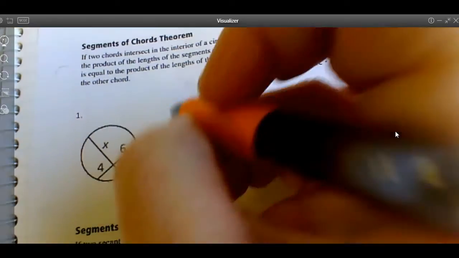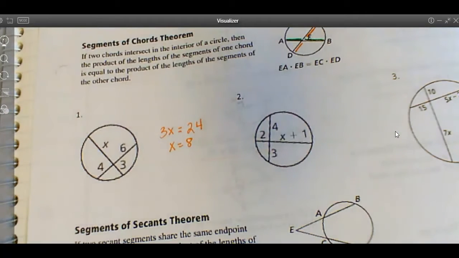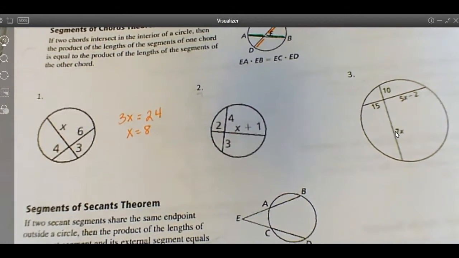Then you solve for x, divide by 3, so you get x is 8. So as long as you recognize that that's what you do, the problem isn't too difficult. Basically that's what we have to do on these. We take one chord and multiply the two parts of the chord, and then we take the other chord and multiply the two parts of that chord.